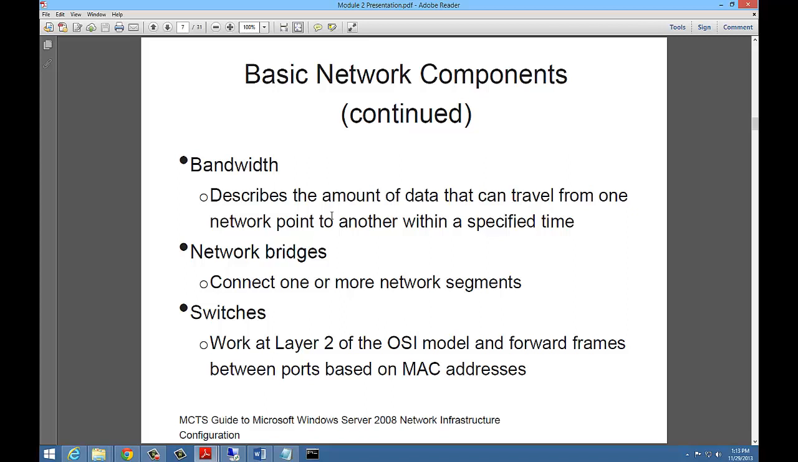more efficiently. So switches work at layer 2 of the OSI model and forward frames between ports based on MAC addresses. This is what makes switches so much better than hubs and bridges, because they use that information based on MAC addresses. The MAC address is the hardware address that's built into every single network interface card. In most cases, you cannot change that MAC address, and therefore the MAC address has to be unique. You cannot have two network cards with the same MAC address on the network, otherwise the switch will get very confused and start to cause a broadcast storm.